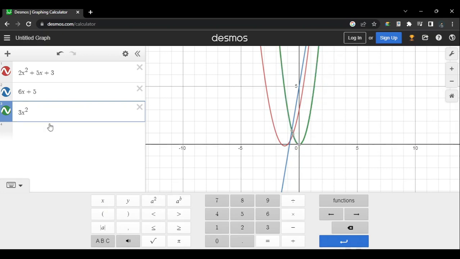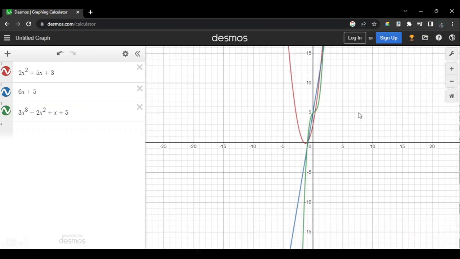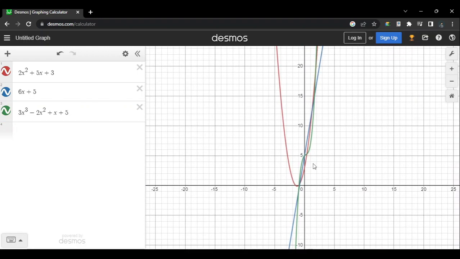So first, for the cubic equation, for example 3x cubed minus 2x squared plus x plus 5. So you can see the graphing calculator will show you the exact shape of the graph from the equation that you have provided on the left side.